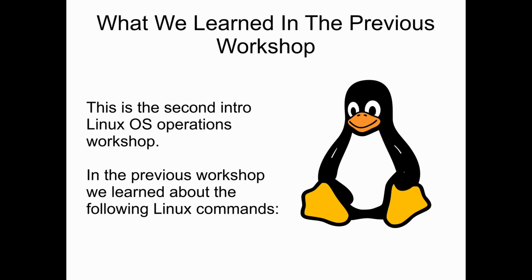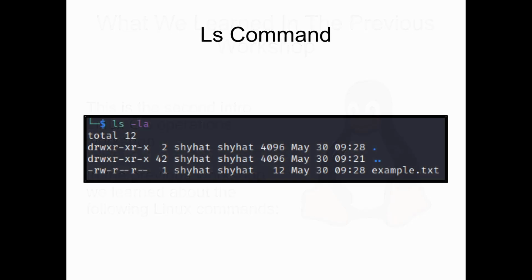This is the second Intro Linux OS Operations workshop. In the previous workshop, we learned about the following Linux commands. The ls command lists the files and directories in the current directory. It can be used with the -l argument to output in a list format, and with the -a argument to include hidden files and directories in the output. These two arguments can be combined to produce both outputs.